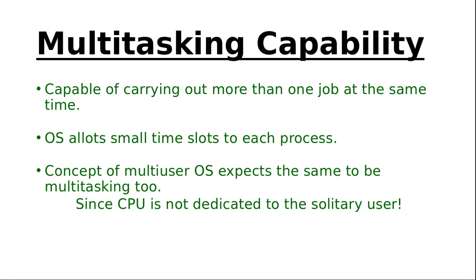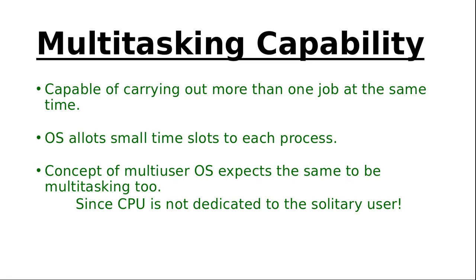The very concept of a multi-user operating system expects the same to be multitasking too. How? We can say this because even when a user is executing only one command at a time, the CPU is not dedicated to that user. In all probability, there are 10 more users who also demand execution of their commands. UNIX therefore has to be on its toes all the time, obliging all the users to be connected to it.